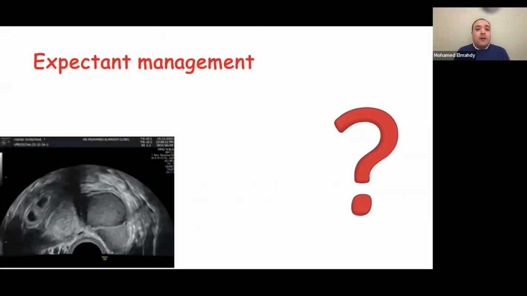Do you think we can have expectant management for a case of endometriosis complaining of infertility? I think if she is a good prognosis patient, young age, short period of infertility, and good endometriosis fertility index, you can give her expectant management for a while.